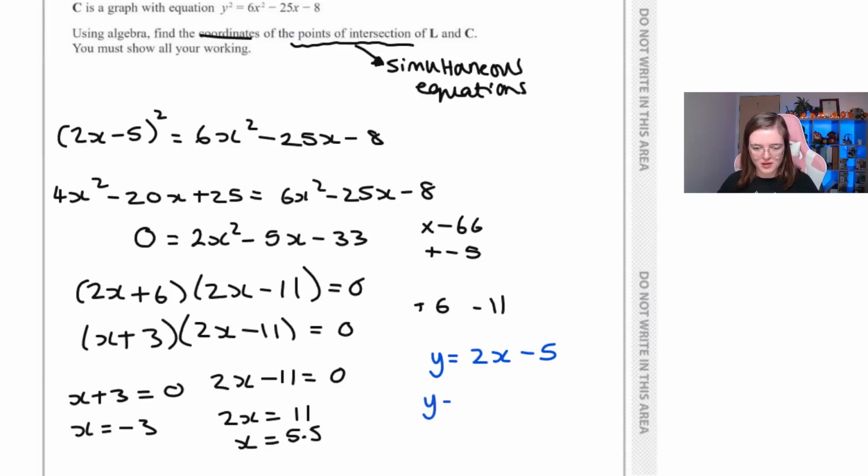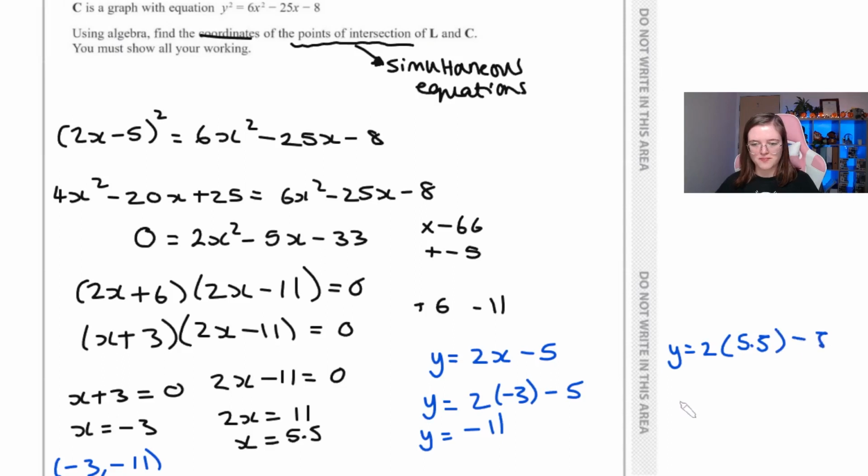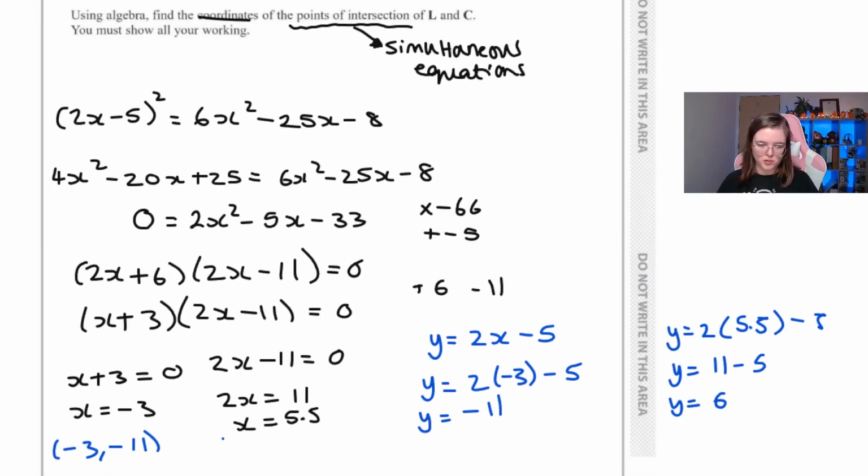So I'm going to have y equals 2 lots of x, which is minus 3. So 2 lots of minus 3 minus 5, which means that y is going to be minus 6 minus 5, which is minus 11. So this coordinate with this x here is going to be minus 3, minus 11. And then for the other coordinates, I'm going to have y is equal to 2 lots of 5.5 minus 5, which is y equals 2 lots of 5.5 is 11 minus 5. So y is equal to 6. And there we are. So then for this one, shuffle it down a little bit, I get the coordinates 5.5, 6. And there we have it.